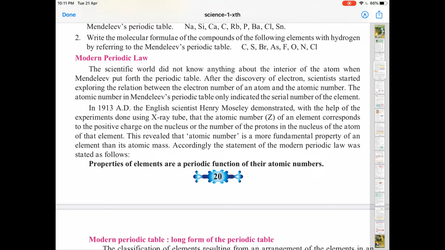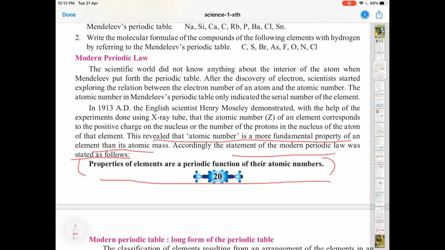So children, remember this important point, that Henry Moseley proved that atomic number is a more fundamental property of an element than its atomic mass. And the statement of the modern periodic law was then given as follows: the properties of the elements are the periodic functions of their atomic numbers.